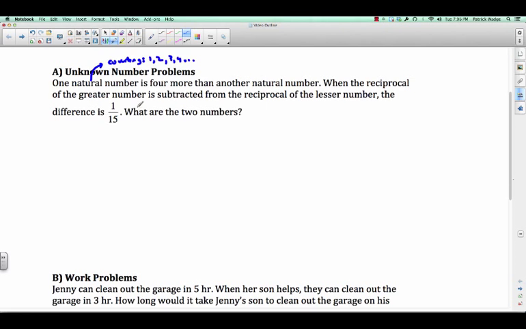One natural number is 4 more than another natural number. When the reciprocal of the greater number is subtracted from the reciprocal of the lesser number, the difference is 1 over 15. What are the two numbers? Wow, so we got a lot of stuff. What's unknown here? Well, what's unknown is the two numbers.